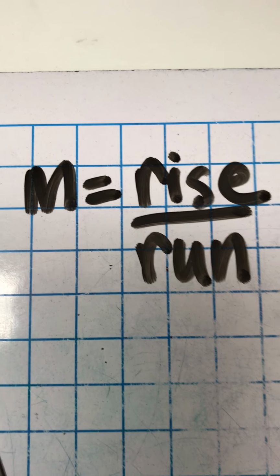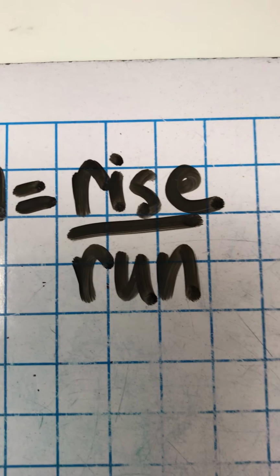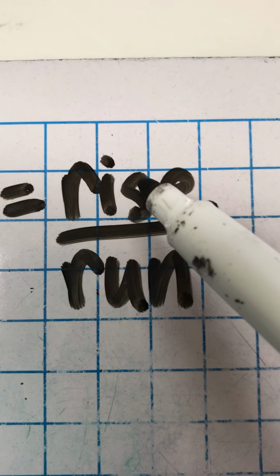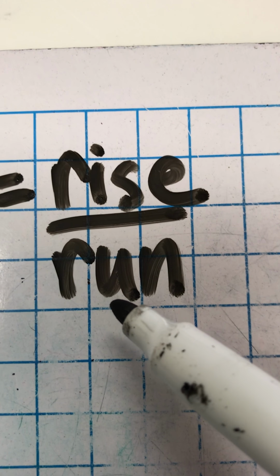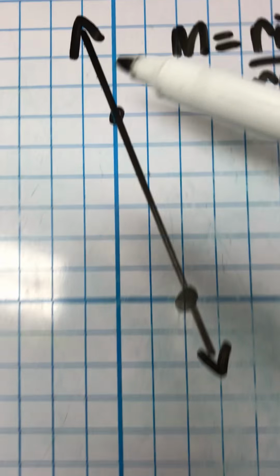All right, let's keep on with our discussion of slope. Remember, slope could be described as the rise over the run, which is the vertical change, the change in our dependent variable, divided by the horizontal change, which is the change in our independent variable. All right, so let's look at that formula in relationship to a line.